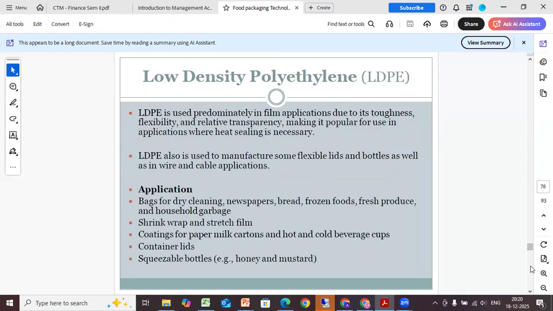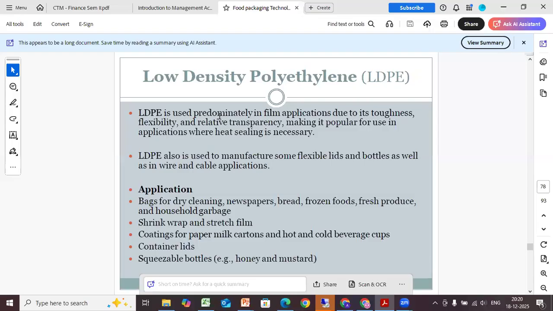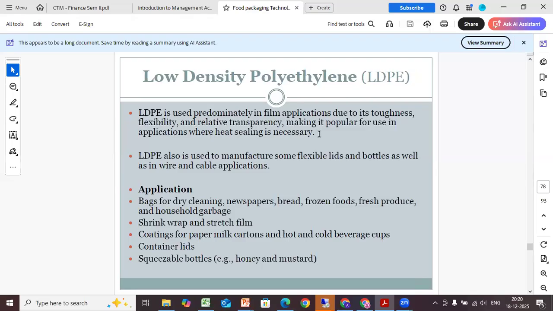LDPE. See, LDPE is used predominantly in applications due to its toughness, flexibility, and relative transparency, making it popular for use in applications where heat sealing is necessary. So basically, as I told you, LDPE is the inner layer where you do the sealing. So it has very excellent heat sealability.